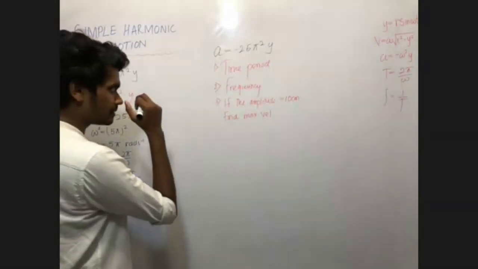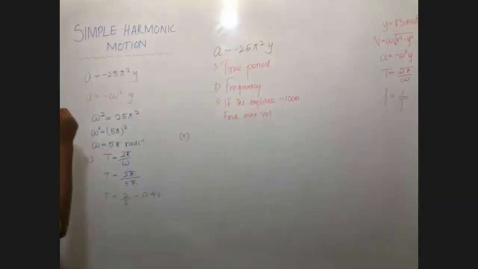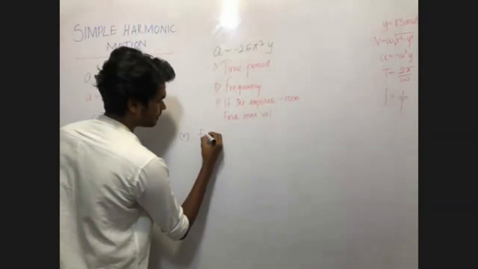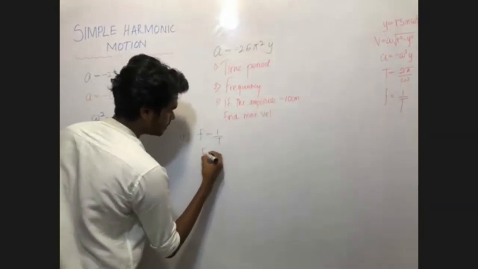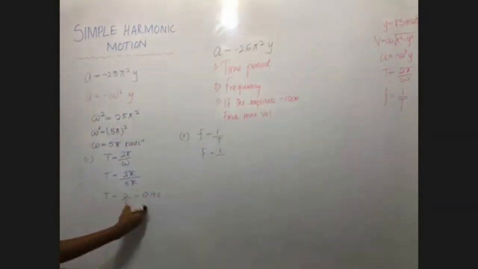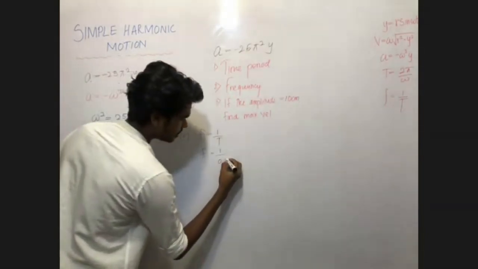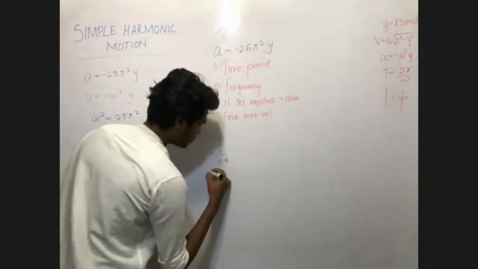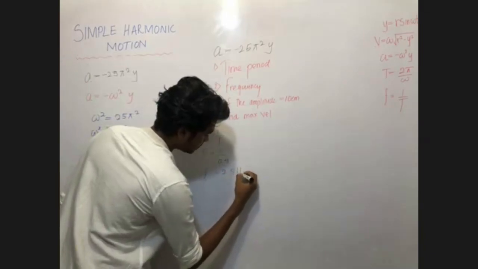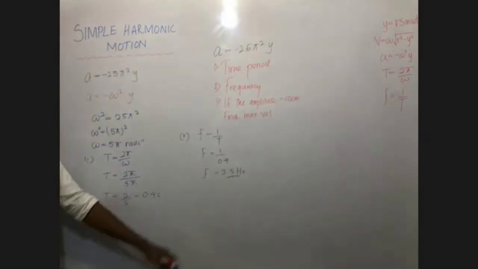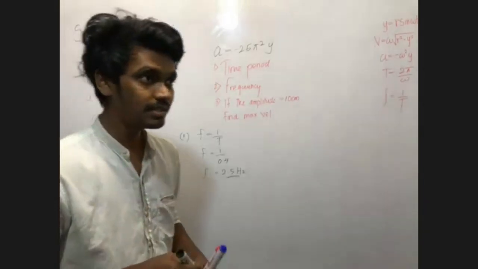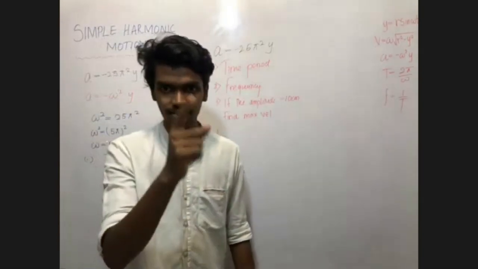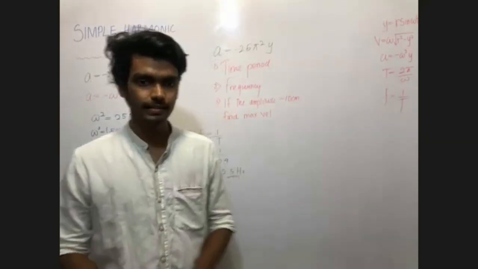Let's find the frequency now. How do we find the frequency? f is equal to 1 over T. Frequency is equal to 1 over time period, which is 1 over 0.4. Right? When simplified, it's going to give you 2.5 hertz, which means per second, how many oscillations? 2.5 oscillations. In 1 second, 2.5 oscillations are performed. Right?